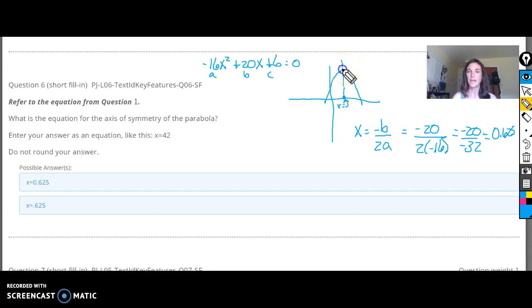It's also the x value of my vertex, the highest point or lowest point, if you're dealing with a parabola the other direction, that the projectile is going to reach. Okay, so for this one though, all you need is x equals 0.625.